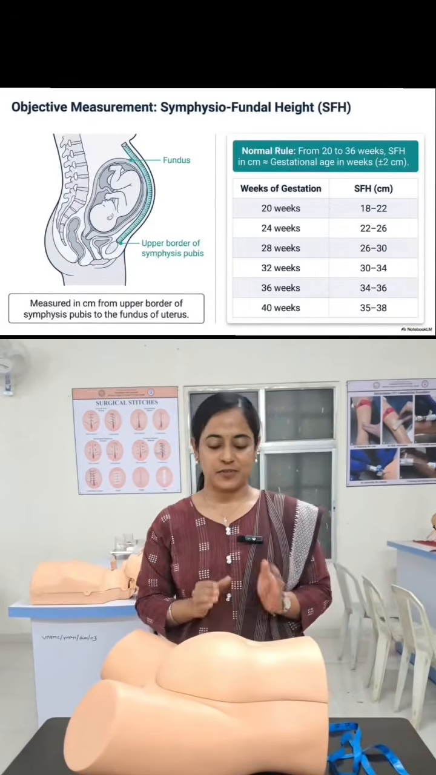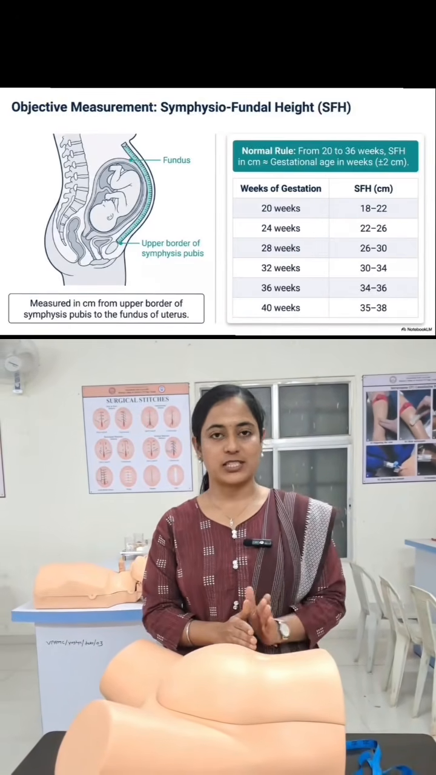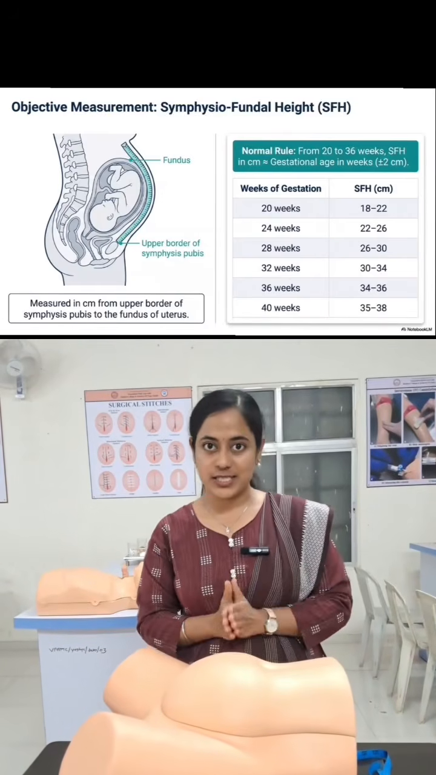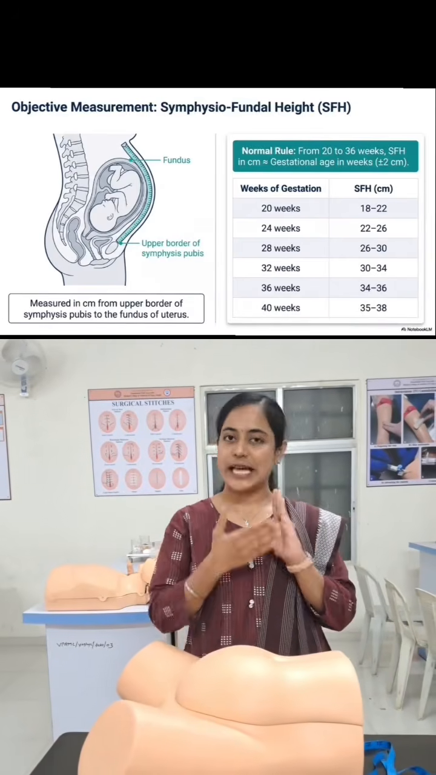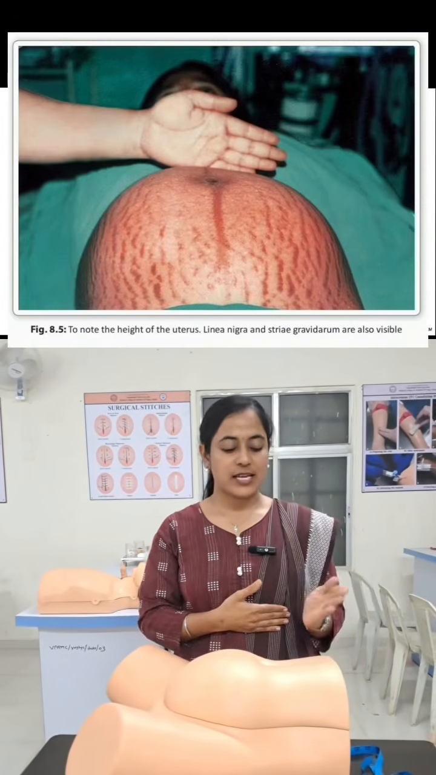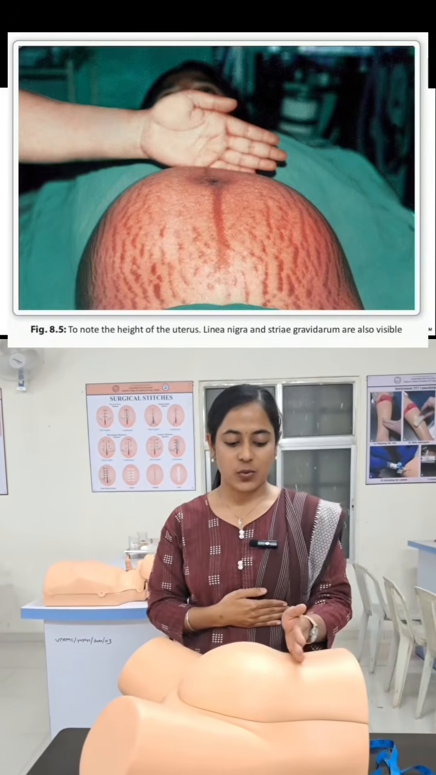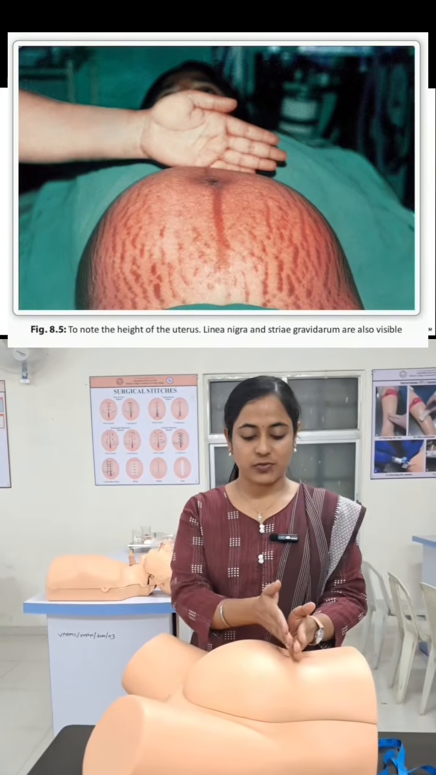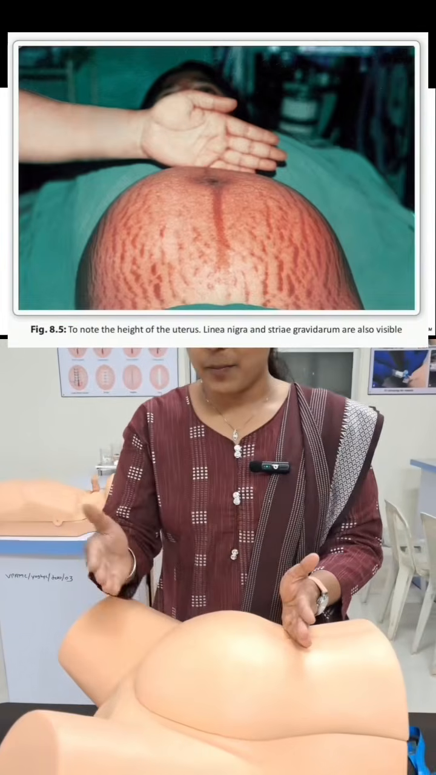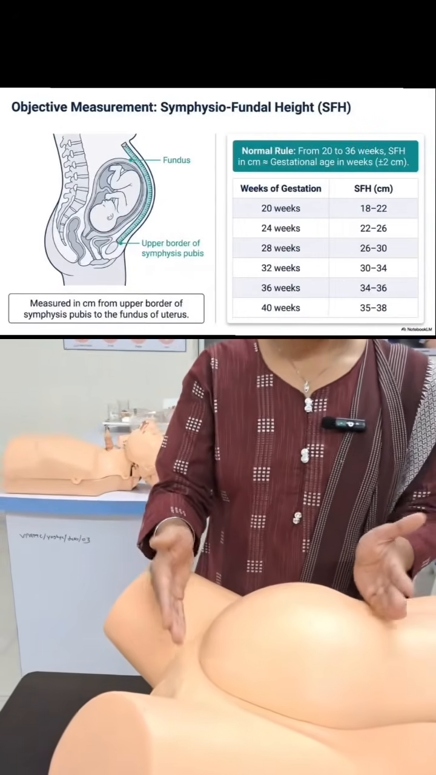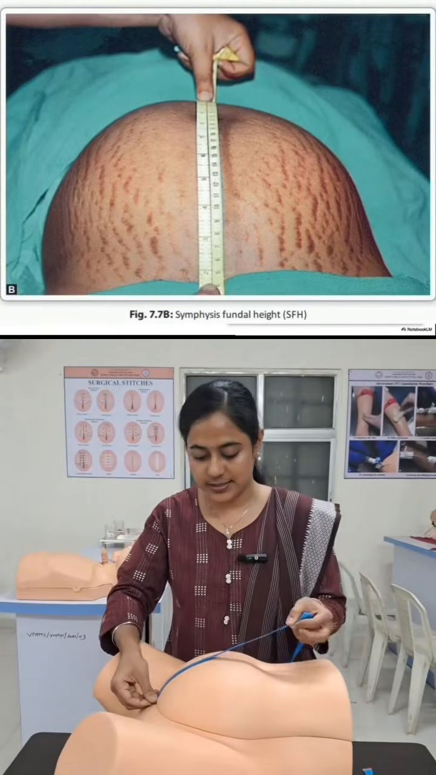In palpation, first we are going to assess the symphysis fundal height, where we are going to measure the height of the uterus according to the gestational age. For this, we are standing on the right side of the patient. So with the help of the left ulnar border, we are starting the palpation. Start from the xiphisternum and then come downwards, to the point where you can feel the firm contour of the uterus, make a point there and then make a point at the pubic symphysis. So between these 2 points, take a tape and measure.